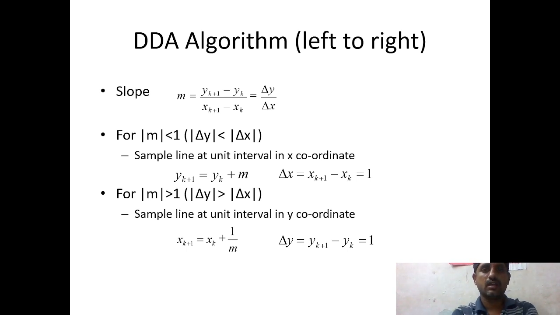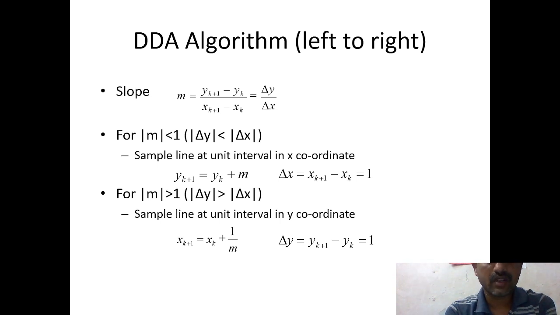In the DDA algorithm, going from left to right, we use the slope value m equal to (yk plus 1 minus yk) by (xk plus 1 minus xk), which is equal to delta y by delta x, that is (y2 minus y1) by (x2 minus x1). In that way, we can assign yk plus 1. If m is less than 1, that is delta y less than delta x, sample the line at unit interval in the x coordinate: yk plus 1 equal to yk plus m, and delta x equal to xk plus 1 minus xk equal to 1.